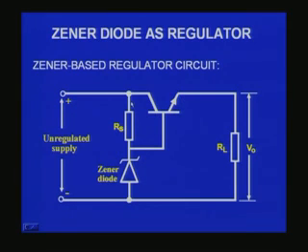So the configuration is as shown in the figure. You can see I do have the RS still, the series resistor, and you have the Zener diode, and the junction of these two is connected to the base of the transistor, and the collector is connected to the unregulated power supply, and the emitter is connected to the load.